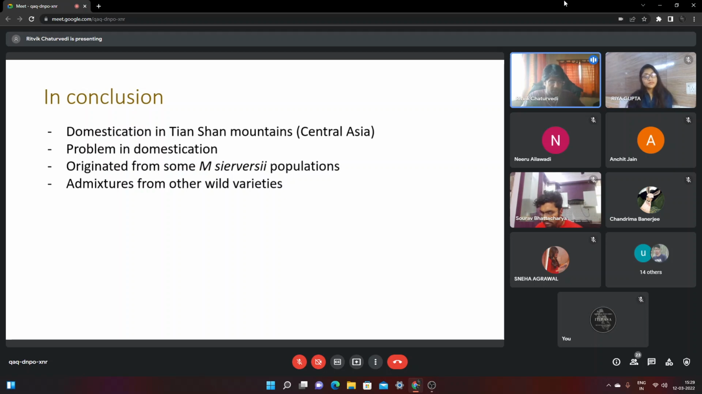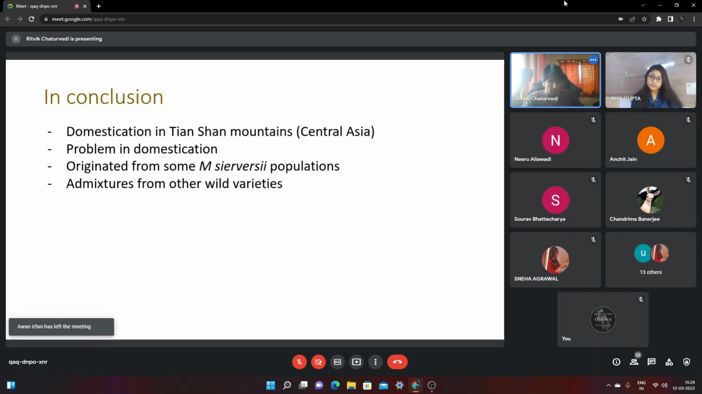The history of Malus domestica was reconstructed from a variety of uni- and biparentally inherited molecular markers. Uniparentally inherited molecular markers are essentially the Y chromosome, and in plants it will be the plastid DNA and the chloroplast DNA, and the mitochondrial DNA is inherited maternally. This shows that Malus domestica originated from a cluster of Sieversii populations around 10 to 4,000 years back.